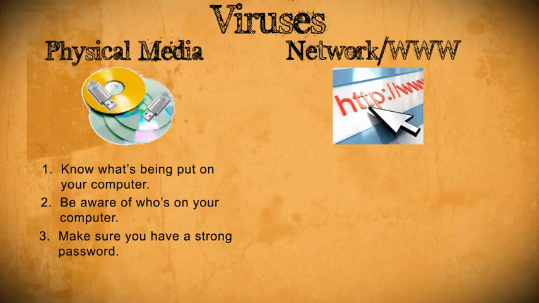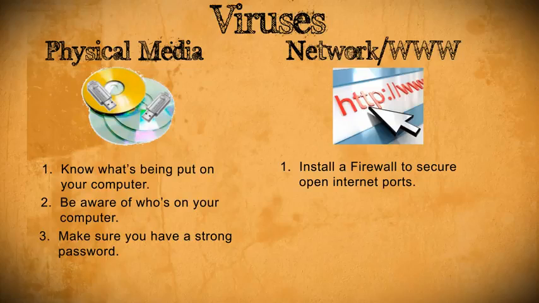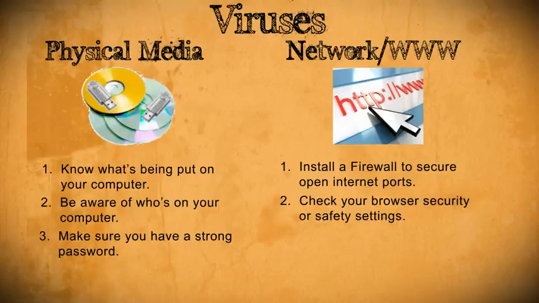To protect against network and internet viruses is a bit more difficult. The first thing you want to do is close any open, unused ports on your computer because hackers tend to log into other people's systems through these unguarded ports. And to do this, you want to install a firewall application on your system and make sure that it's updated and active. Next, you want to secure your internet connections.